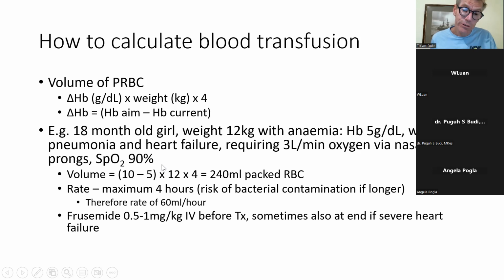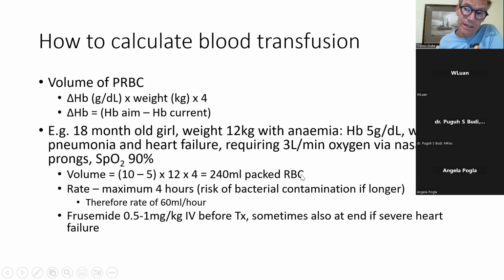Most of us would transfuse that patient. Haemoglobin 5, saturation 90%, on oxygen, with pneumonia and heart failure. So how you work out the volume to transfuse: the hemoglobin you're aiming for, let's say you're aiming for a hemoglobin of 10, and currently that child's hemoglobin is 5. So that's 10 minus 5 times the weight, which is 12, times a factor of 4. So that's 5 times 12 is 60, times 4 is 240 mils of red blood cells.